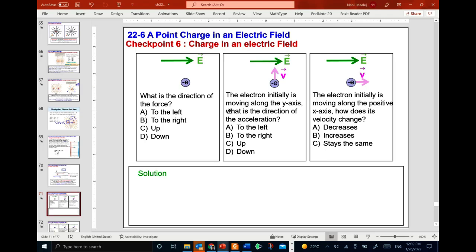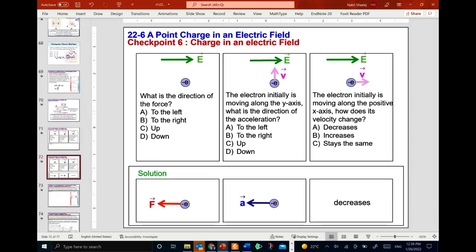So remember, Newton's law is very important. Whenever we speak about forces, you have to be able to recall Newton's law. All right, these are the answers. The force is to the left, the acceleration is to the left, and the velocity decreases if the electric field is pointing to the right.